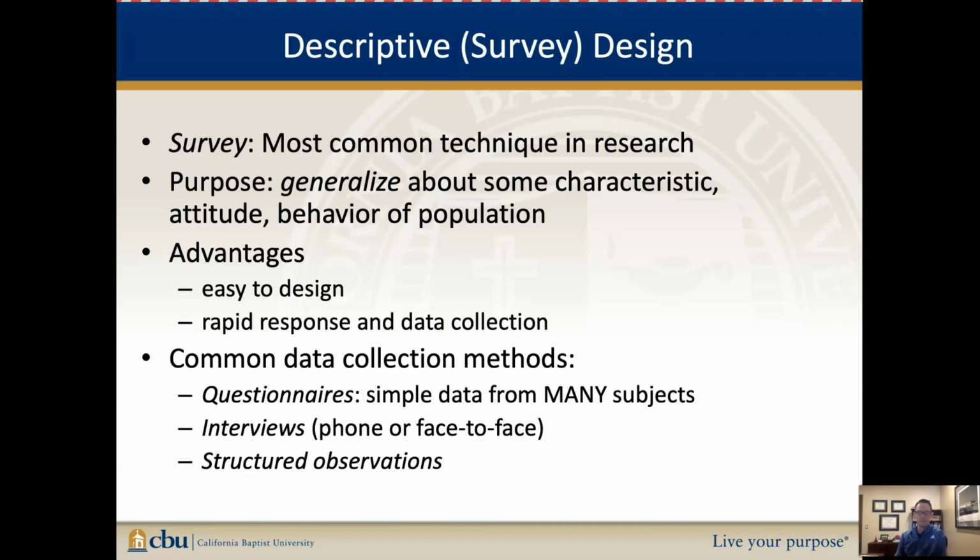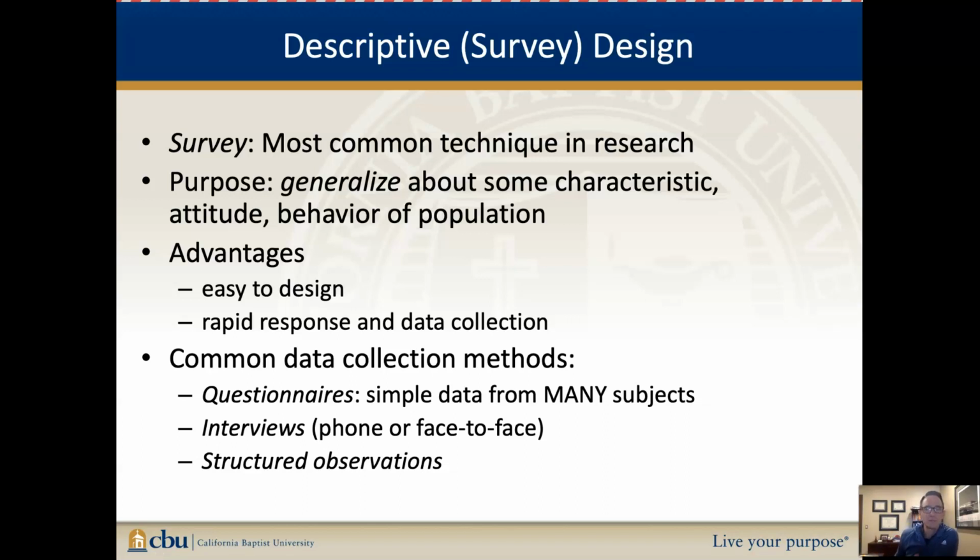So the advantage of using a survey is that they're very easy to design. As we'll talk about in a few slides, as long as you can develop good questions that get at the types of characteristics and opinions and beliefs that you want to ask about, as long as you can ask clear questions, then you can expect good, valid responses using surveys. And then also you get a rapid response from your subjects.